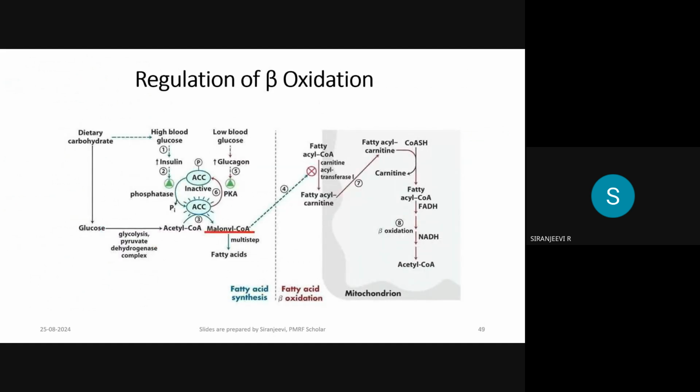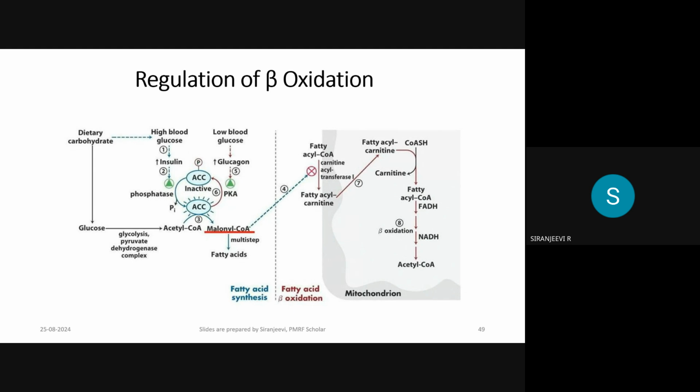So the regulation of beta oxidation: the really important molecule in the overall beta oxidation step is carnitine transfer. If carnitine is not there in the system, there will not be any kind of transport. Once the carnitine transport is there, then beta oxidation will definitely take place. But the tight control of carnitine acyl transferase, or the carnitine molecule, is really important.